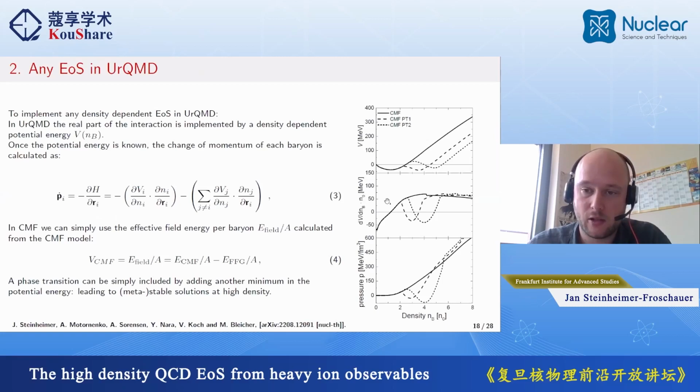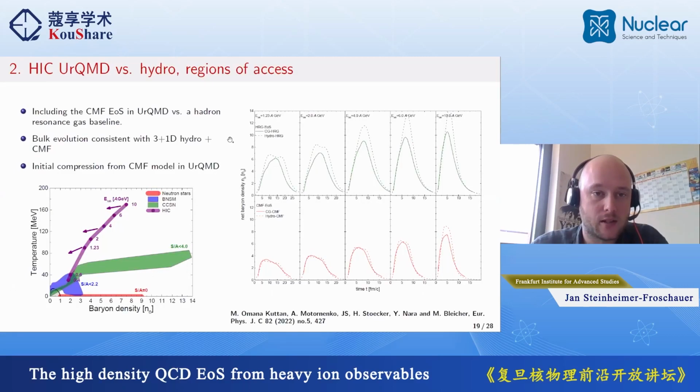And once you have this potential, you can calculate its derivatives, you can calculate the pressure, you can solve your equations of motion. So these are basically non-relativistic classical Hamiltonian equations of motion. And a phase transition can then also be very easily implemented by just adding another minimum into the potential energy, like in these dashed lines. And what this does, as you can see here in the pressure, is lead to these regions of negative pressure gradients, which are unstable regions. So this will lead to phase separation and clumping, all the nice things you would expect for a phase transition.